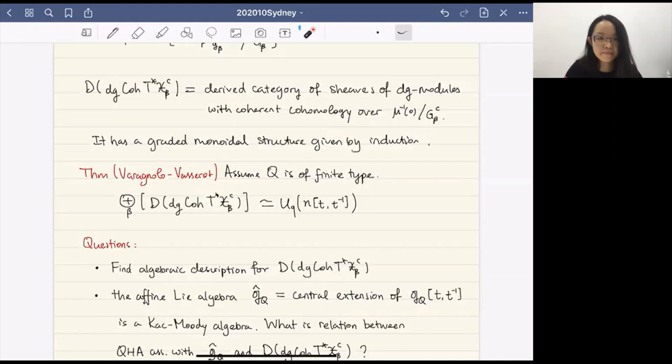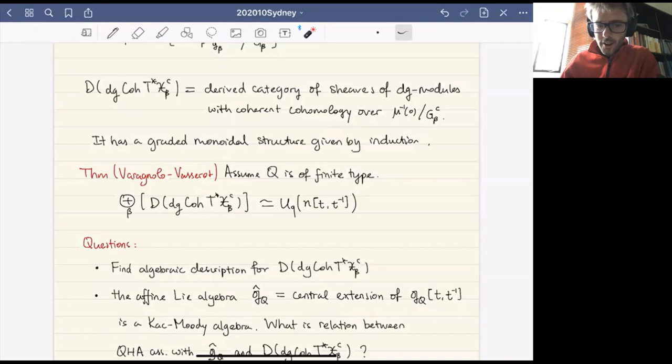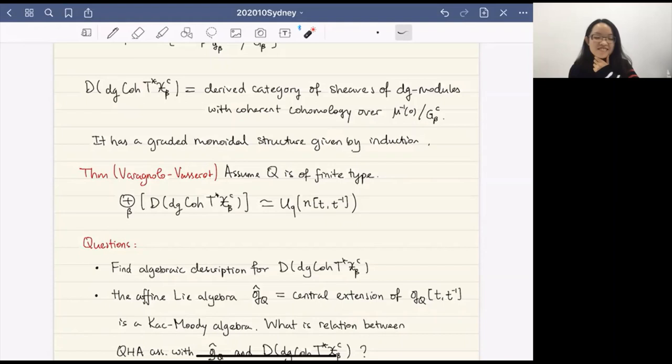Another question is how is this related to, so I can also imagine an arrow from Lustig's picture to this picture, which is like taking Hodge modules and taking the associated graded of the Hodge filtration. Yes. I see, yeah.